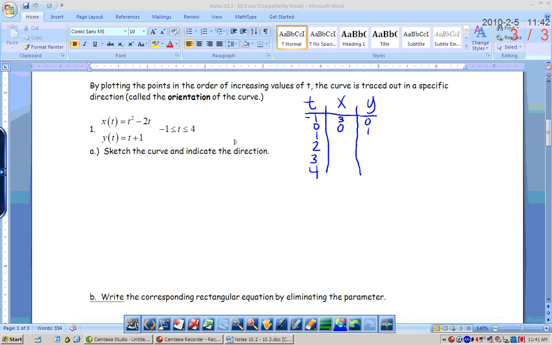Okay, then I'm going to just tell you that when t is 1, x is negative 1, and y is 2. I'm sorry, when t is 2, x is 0, y is 3. When t is 3, x is 3, and y is 4. And when t is 4, x is 8, and y is 5.